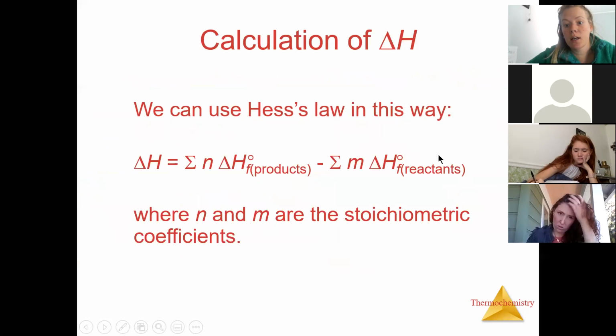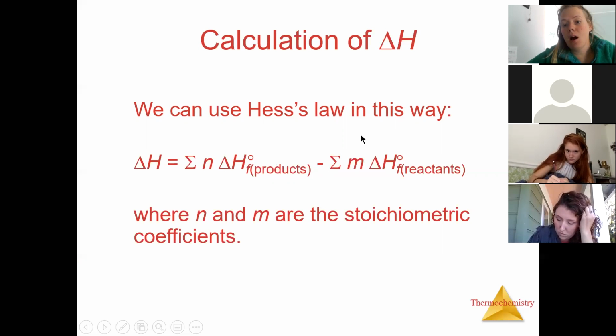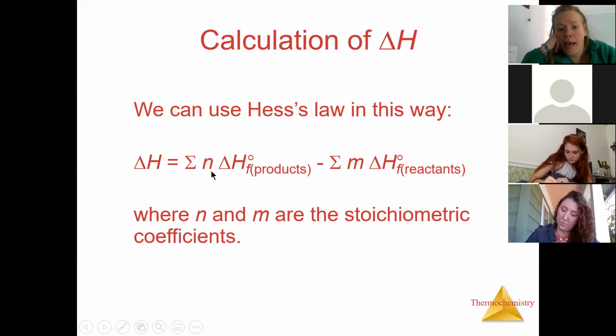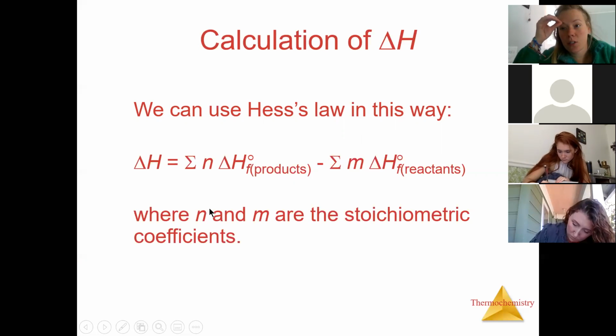So here is the equation. It looks scarier than it is, okay? All we're saying is that the products minus the reactants. This is a summation symbol. So we add all of the products. We subtract them by all of the reactants added together. And then you see the little n and the little m that they have here. Those are the stoichiometric coefficients. So if I have, for instance, in that last equation, we had produced 2 moles of water, I would need to multiply my formation of water by a factor of 2.